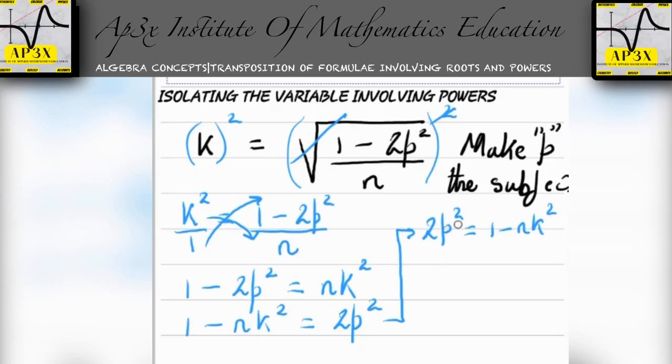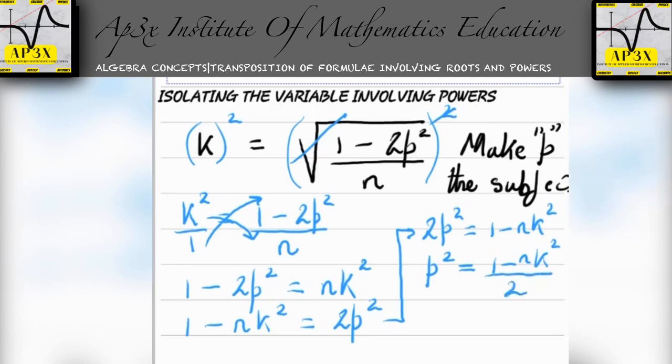Now I need to isolate the 2 away from the p squared, so I'm going to divide both sides by 2. So already we know that once we divide the left side here by 2, the 2 is going to cancel, so I'm going to be left with p squared, and then I'm going to have 1 minus nk squared, all divided by 2.